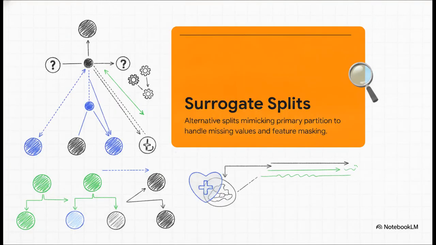Another really clever feature CART uses to handle missing values is called surrogate splits. Put simply, if a lab result is missing, the algorithm just finds the next best proxy. It uses other features that mimic the primary partition as closely as possible. This is great because it captures latent relationships, ensuring that highly predictive but correlated features are still factored into the calculation, even if one happens to be masking the other.